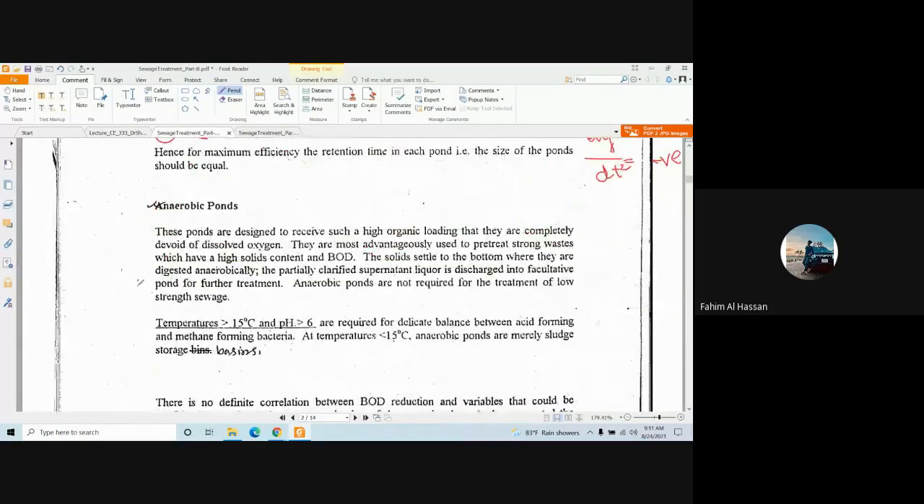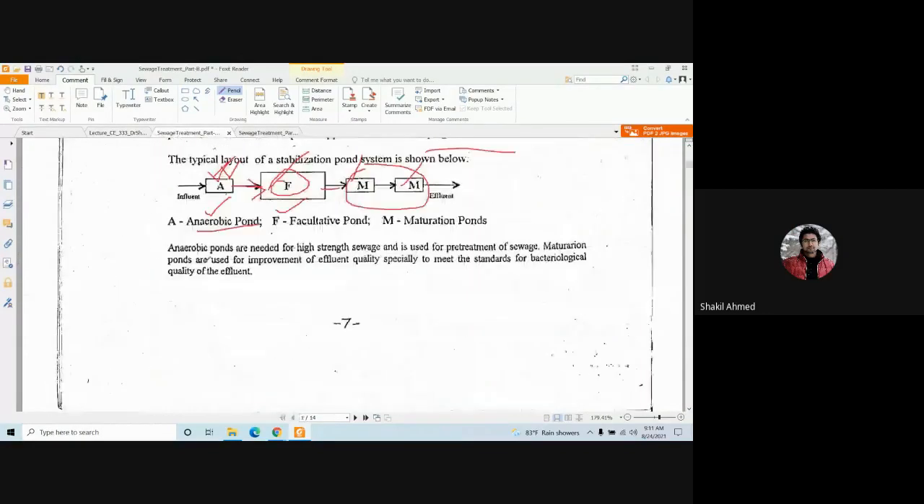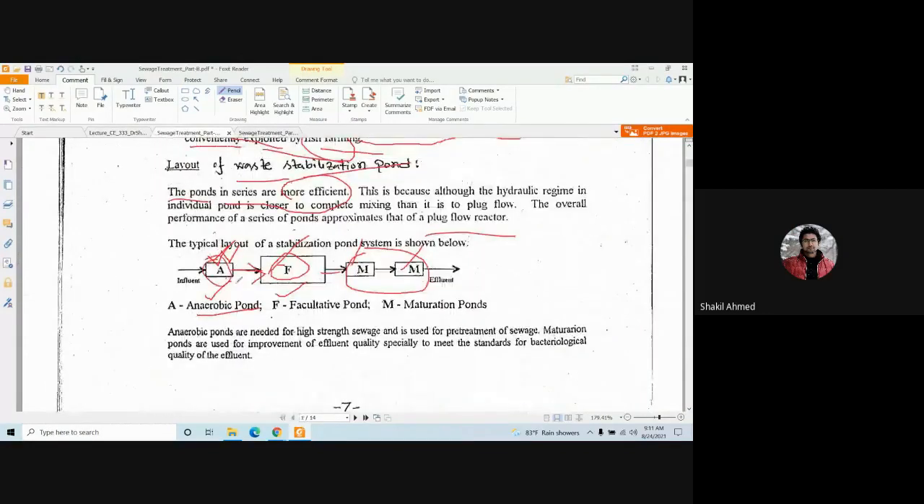Yes, sir. Okay. Now, I told you that this is the anaerobic pond, this is the maturation pond, and this is the facultative pond. Now, in summary, I will discuss in detail. Just in summary, first the sewage enters here, and the load is here 400 milligram per liter. So the highest load of the sewage is imposed in this pond.